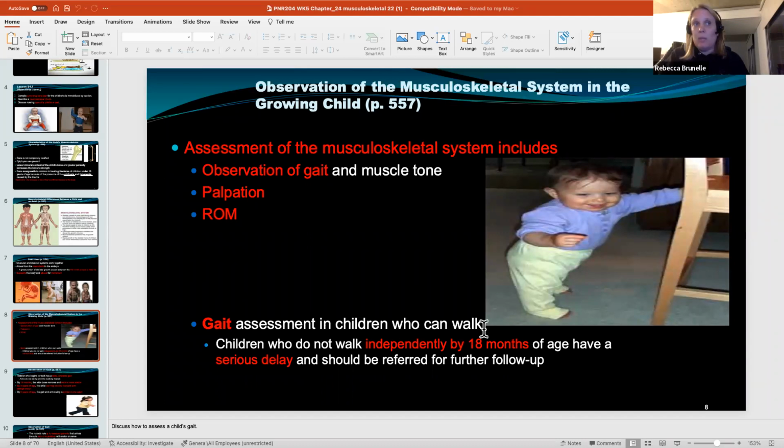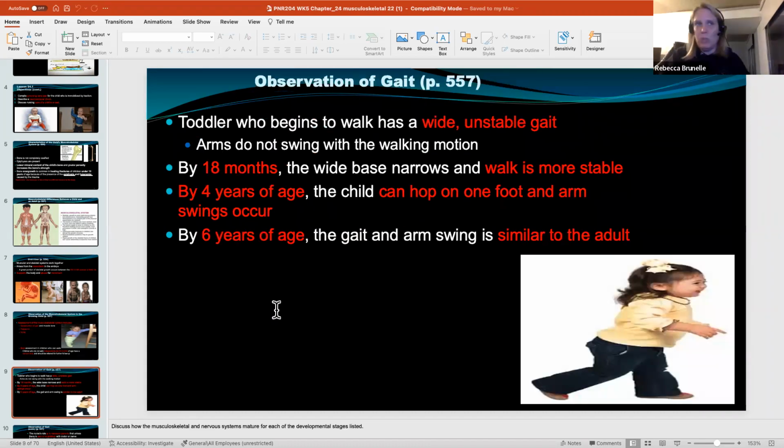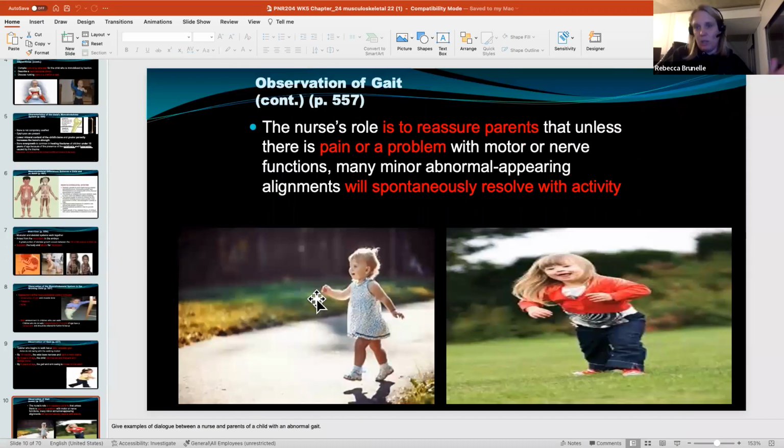A lot of times parents have questions because kids don't walk like adults. Toddlers are kind of short and wide and kind of close to the ground. So they waddle and they have this unstable gait, and that's normal. Sometimes parents will ask you about that. By the time they're a year and a half, they're not quite as wide. Their base narrows and their walk is more stable. And then by 4 years, they can hop. And by the time they're 6 years, they're really walking similar to an adult, and they start swinging their arms. So sometimes parents will ask questions, thinking their kid looks like they're walking funny. Generally speaking, if it's not causing any pain or any problems, it'll get better over time.